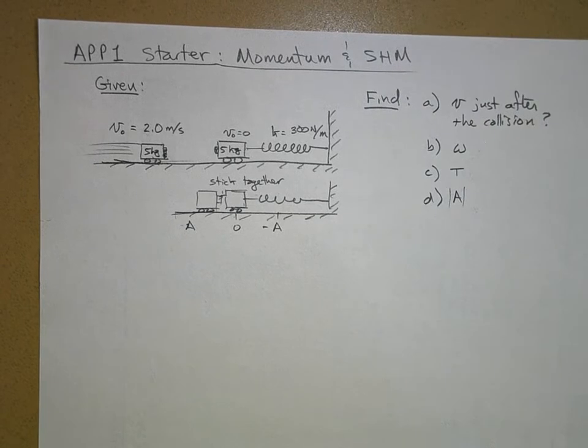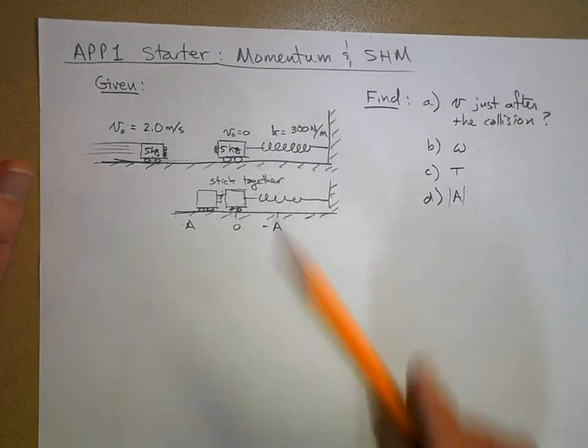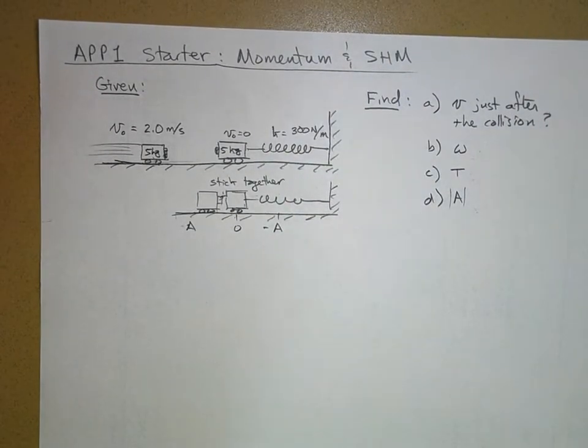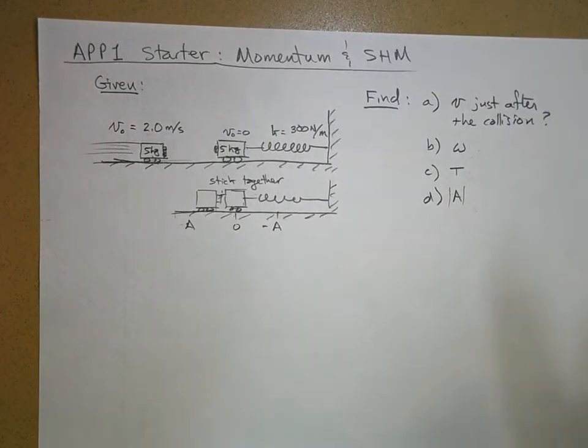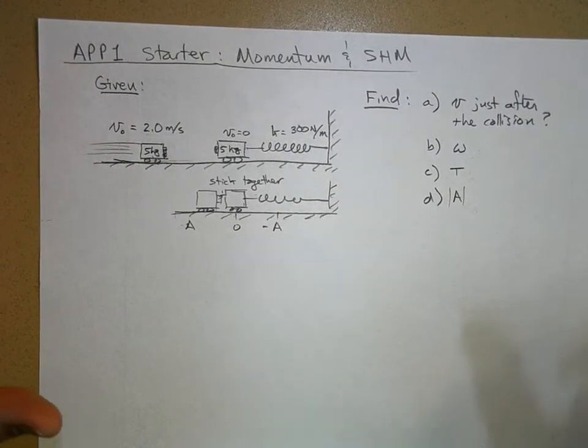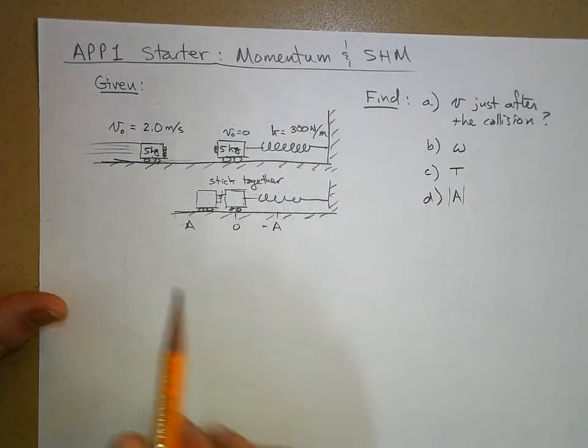All right, let's do this starter here. It involves a little bit of momentum, a little simple harmonic motion, even a little energy. So this is a good problem because this is kind of what you'll get on the AP test. They like to have two or three different concepts in one problem quite often. And so here's what we got.